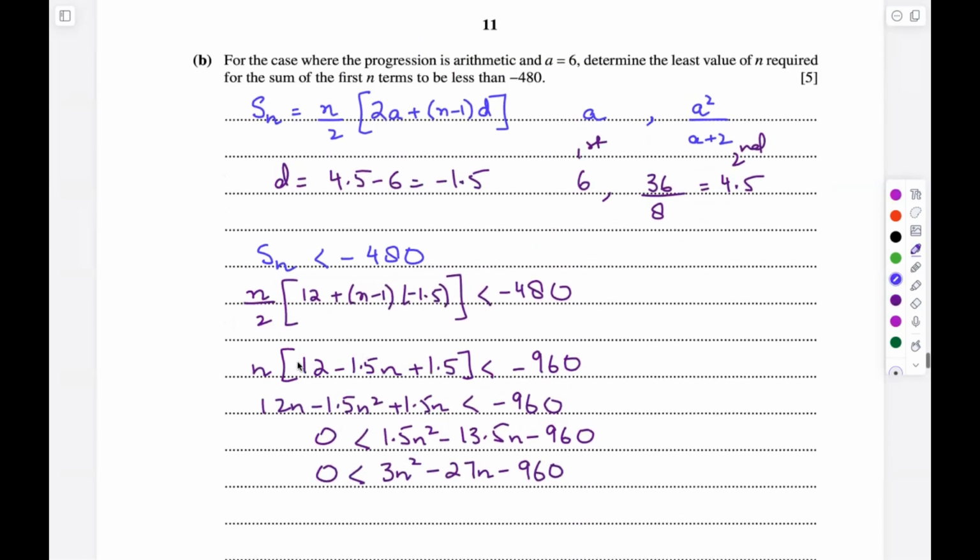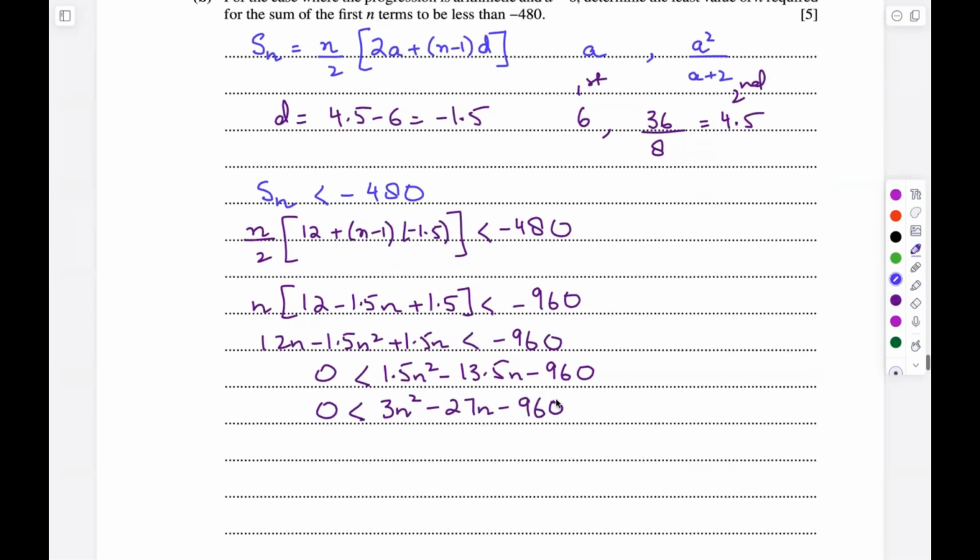As we multiplied this by 2, 960 also had to be multiplied by 2. So this would have become 960 into 2, which would have been minus 1920. So in place of 960, we had to write 1920. So that will be minus 1920. Now dividing the whole term by 3, that will become n squared minus 9n, and minus 1920 divided by 3 is equal to minus 640, greater than 0.